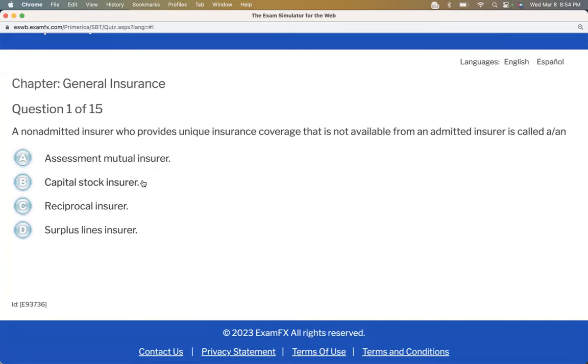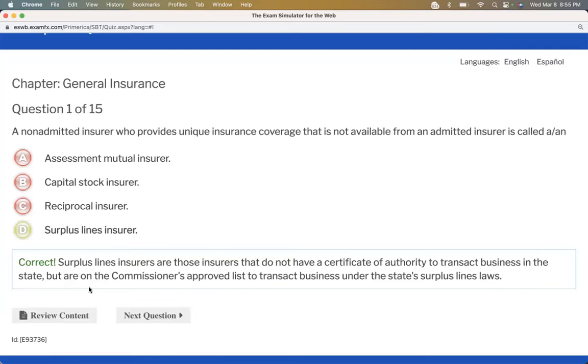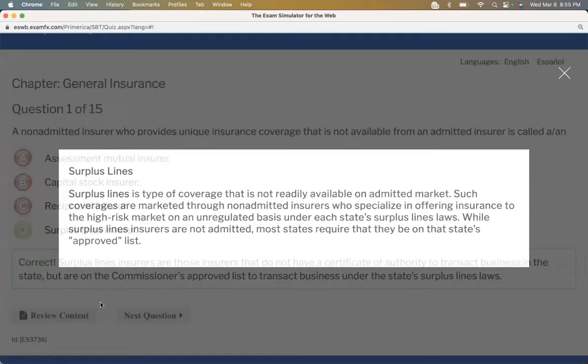A non-admitted insurer who provides unique insurance coverage that is not available from an admitted insurer is called a what? I'm going to go with surplus. I wasn't sure on this. Just screenshot that and study it. Surplus. By the way, you could click on review content and get more information on surplus.